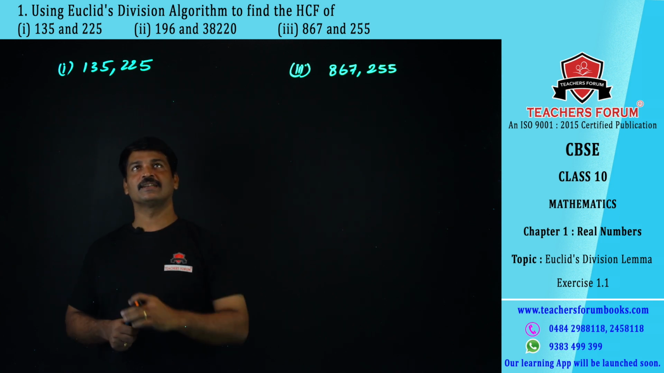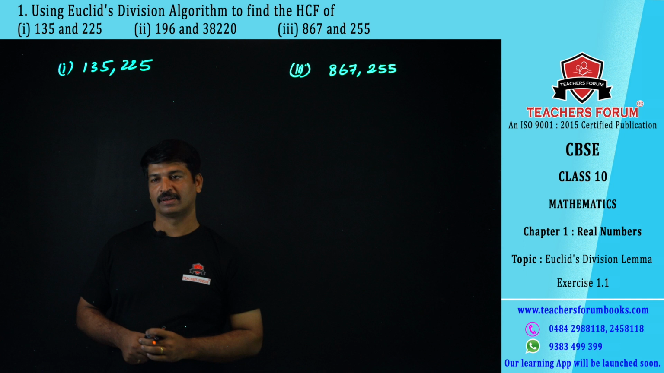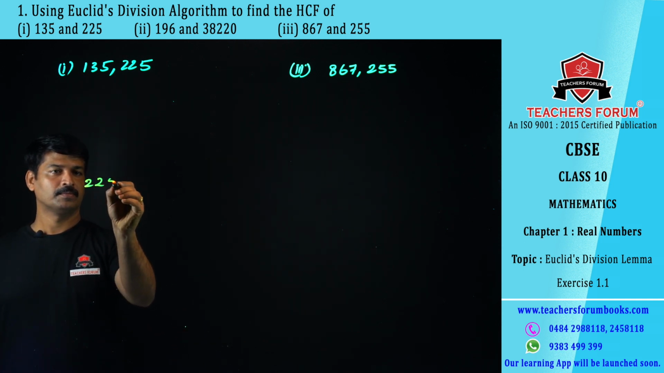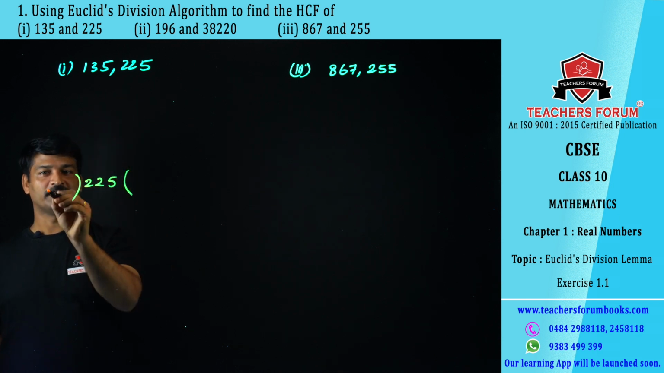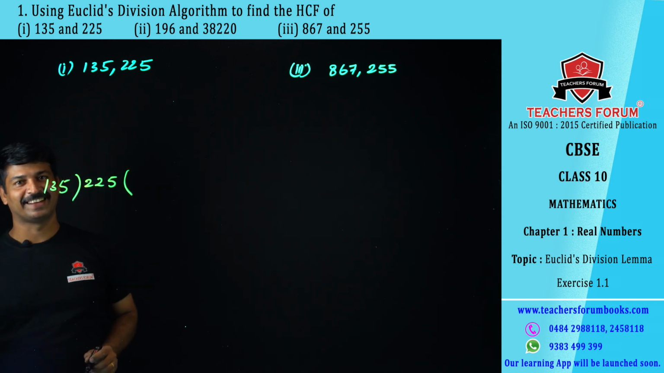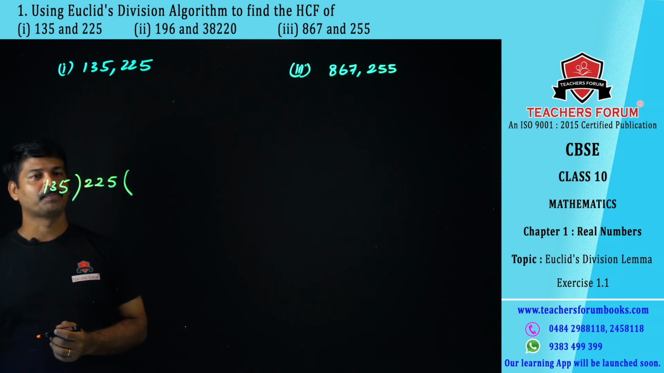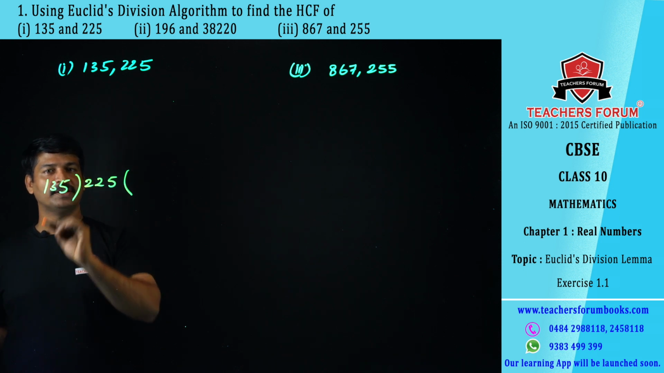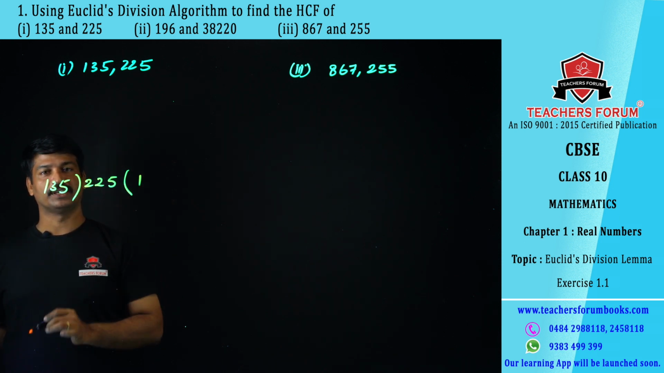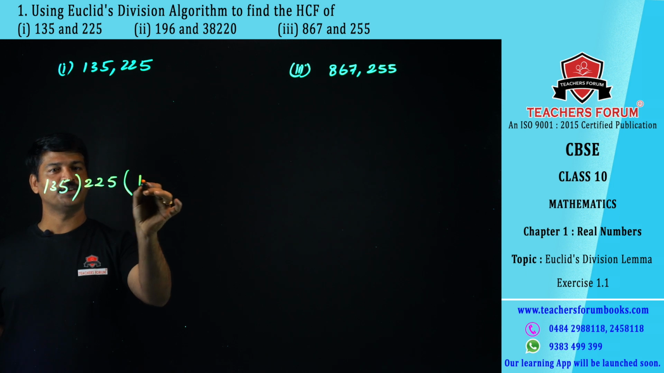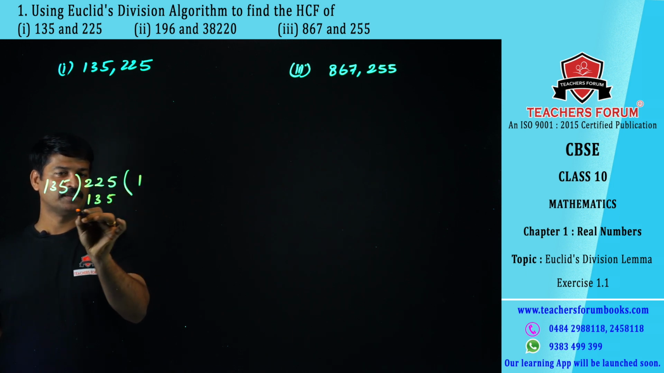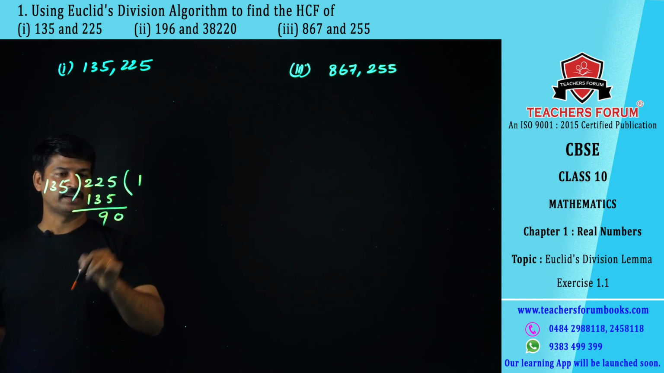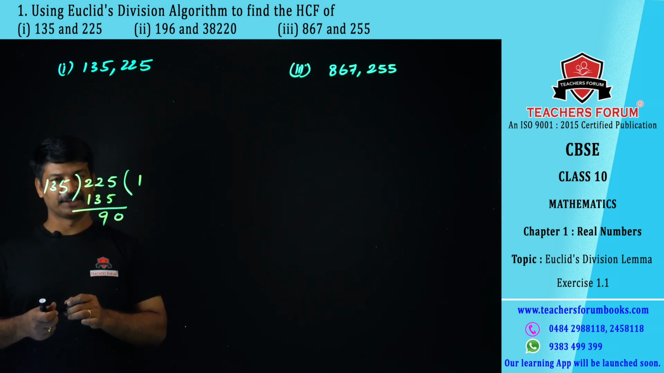Now which is the larger number? 225 is the larger number. So let us start dividing 225 by 135. You know how to solve it. Let us do it together. When you divide 225 by 135, 135 goes 1 time into 225. So 135 into 1 is 135. When you subtract, 5 minus 5, 12 minus 3, 9, 0. You will be getting 90 as a remainder.